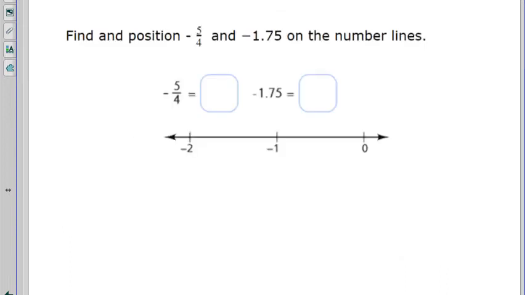Okay, here's one for you to try. We have a -5/4 and a -1 75 hundredths. And we want to write them on the number line and perhaps put them in a form that makes putting them on the number line pretty easy. Remember our benchmark fractions for quarters. Okay, 1/4, 2/4 or a half, and 3/4.